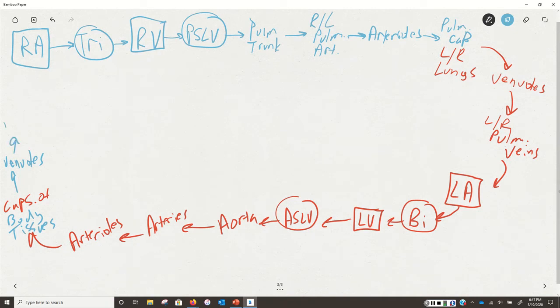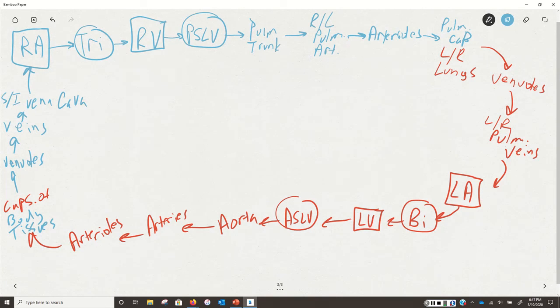It starts to go through veins until we get to the superior or inferior vena cava. Superior drains the upper part of the body. Inferior drains the lower part of the body. And each of them return blood to the right atrium.